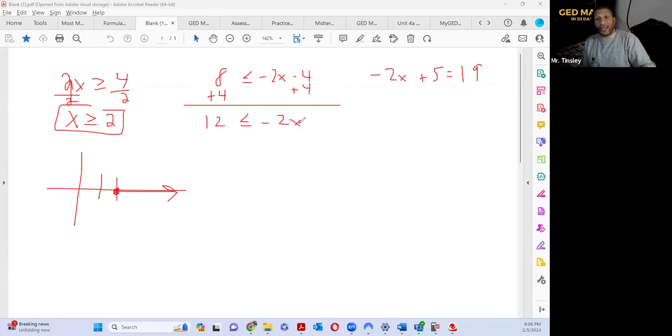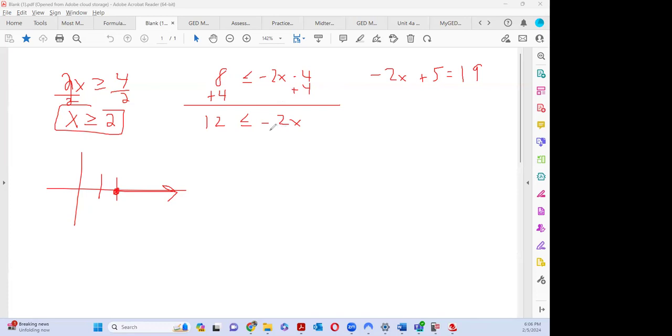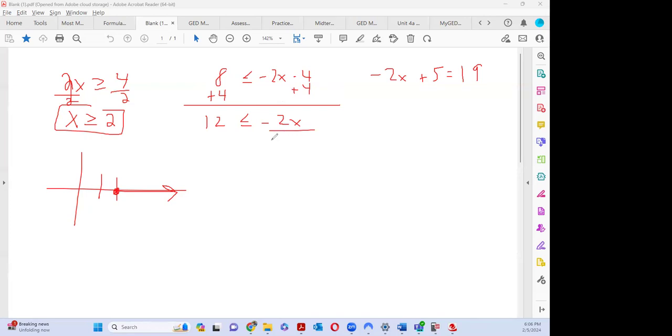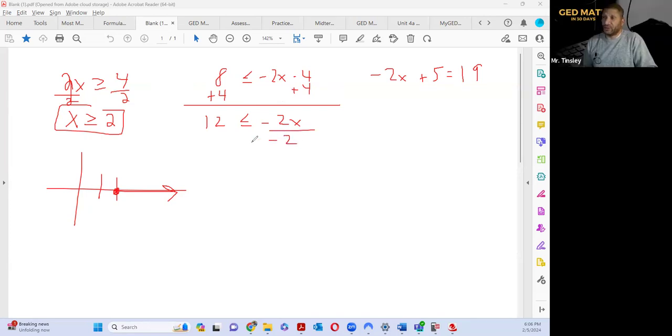Again, in order to get x by itself, we got to get rid of the negative 2. It's being multiplied by negative 2. What's the opposite of multiplying by negative 2? It's division. Dividing by negative 2. Whatever we do on one side, we do on the other. So the negative 2's would cancel.